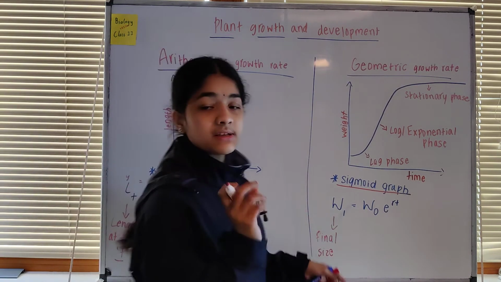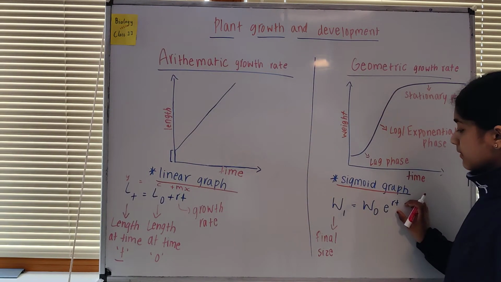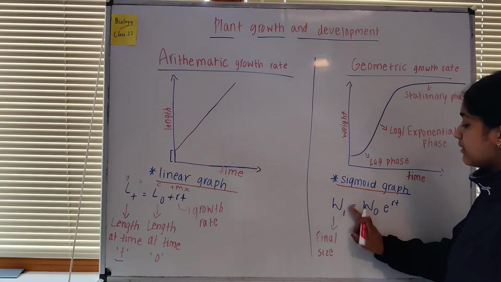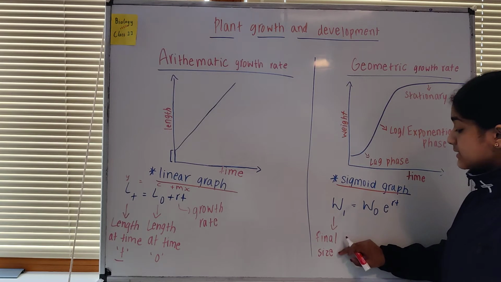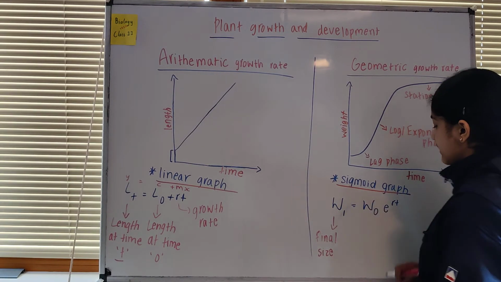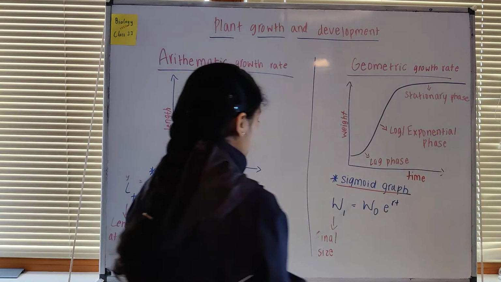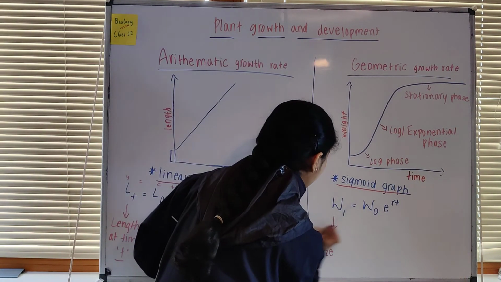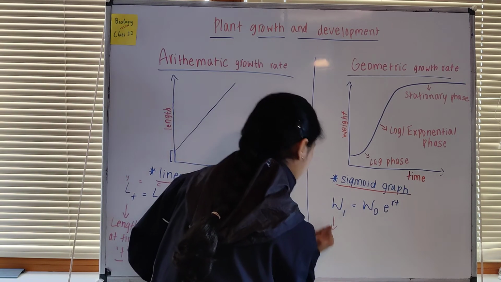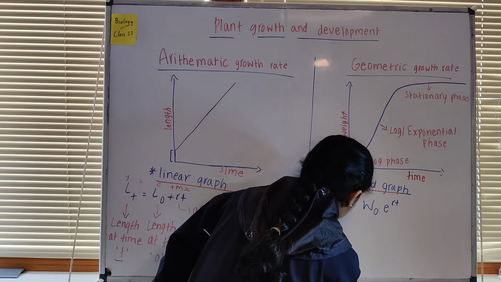Here we're talking about a specific period of time. If you take time as 1 year, we have to think that W1 is the size of the plant after 1 year. That means the size or weight of the plant after 1 year. This is just an example that we are using to understand. So this W1 is the final size.